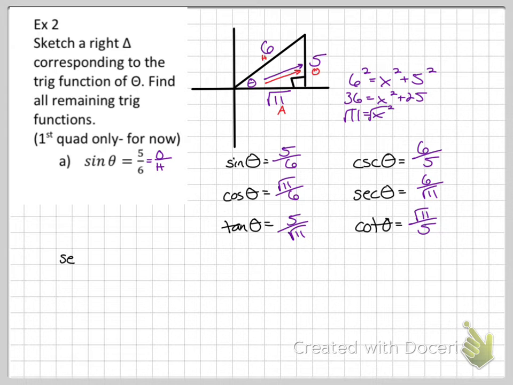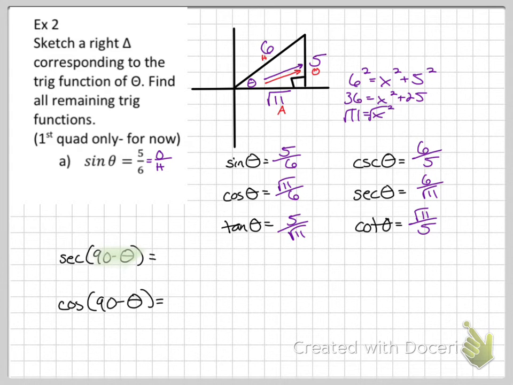What is secant of 90 minus theta? While you're at it, what is cosine of 90 minus theta? See if you can figure out what those are asking. So as soon as I see 90 minus theta, I know they're talking about the other corner. They're talking about the complementary cofunction.